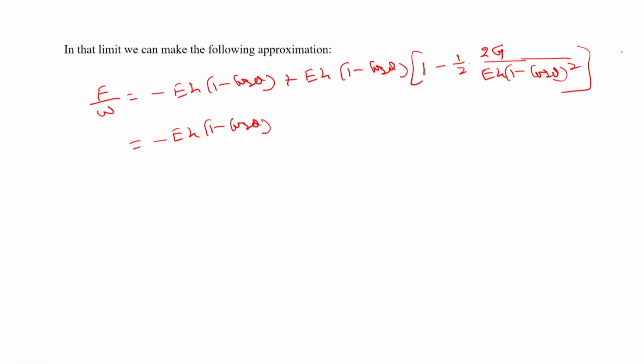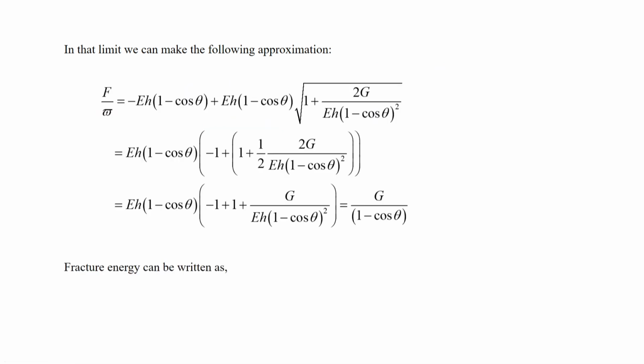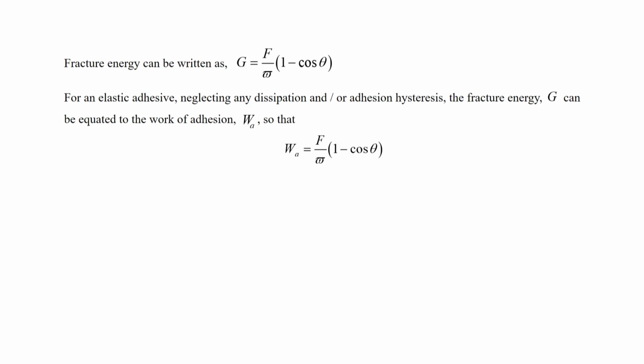So this is that simplification that I did. The square root term I wrote as a series expansion, and then I left out the higher order terms. So I take only this particular term. So that is what has been done here, plus EH into 1 minus cos theta, and then here it should be plus actually, not minus.